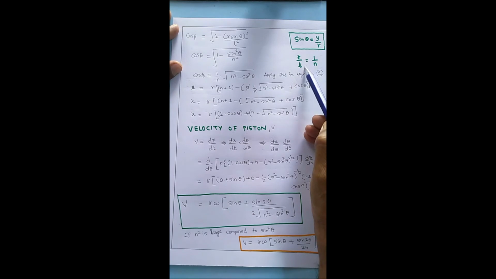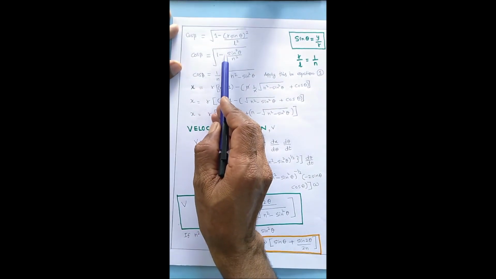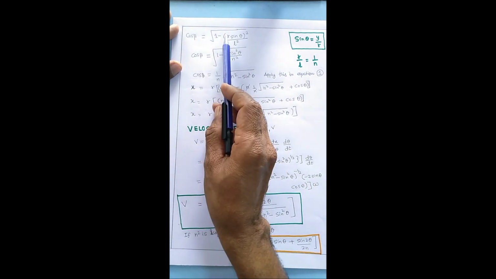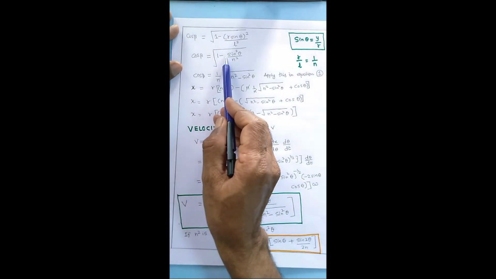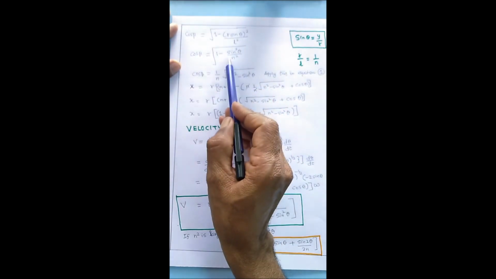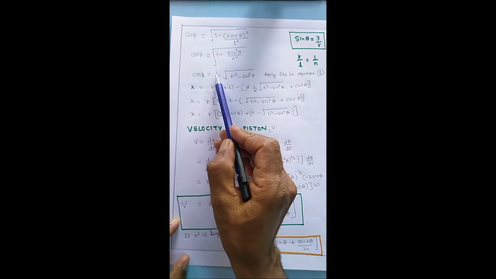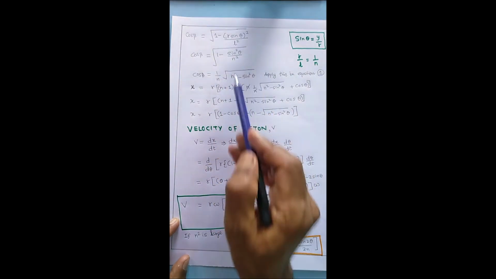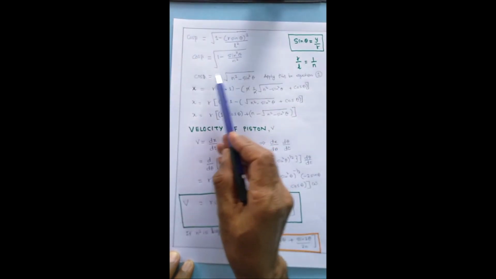Here r by L is equal to 1 by n, so r square divided by L square is 1 by n square. So in 1 minus r square divided by L square, we can put 1 by n square. So this is 1 minus sin square theta divided by n square. So cos beta is equal to 1 by n. From this you can get this step, 1 by n root of n squared minus sin squared theta. So this is the result for cos beta.